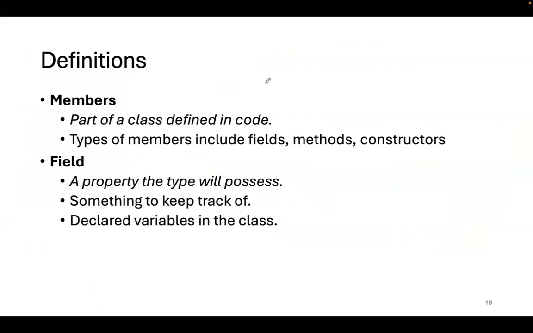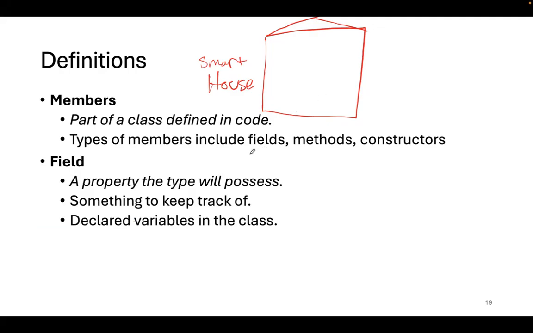All right, so when we've got a class, our class has members. So let's say we're talking about our smart house. Our smart house is going to have members. It's going to have the lights, the turn off the lights, lock the door, properties, behaviors. Members are part of the class that are defined in code. Those members include fields, methods, and constructors. Those are the three types of things that a class has. Those are the class members.